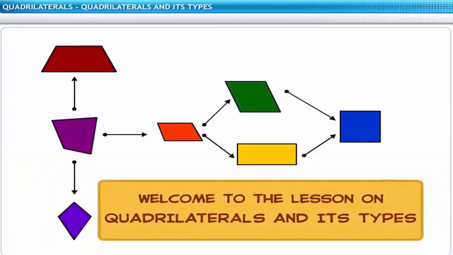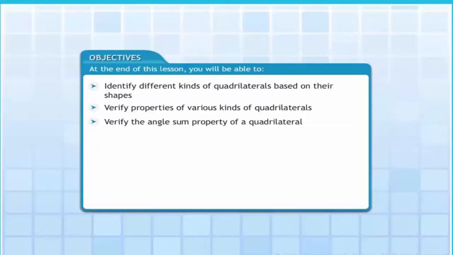Welcome to the lesson on quadrilaterals and its types. At the end of this lesson, you will be able to identify different kinds of quadrilaterals based on their shapes. You will also be able to verify properties of various kinds of quadrilaterals and the angle sum property of a quadrilateral.